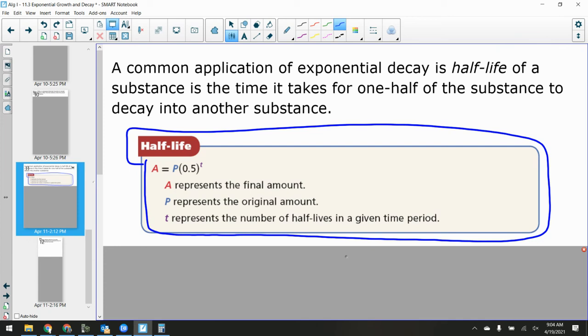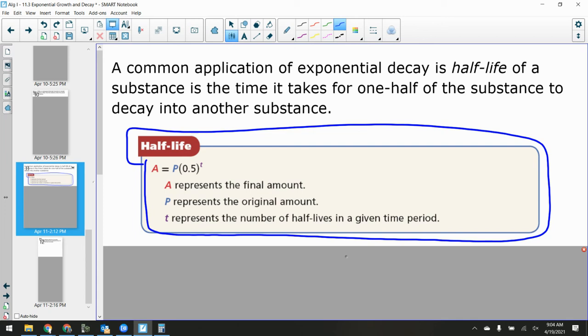Raised to the t. Now, that t value can be a little tricky. It's not just saying the number of years. It's saying the number of half-lives in that given time period. The number of half-lives in that time period.